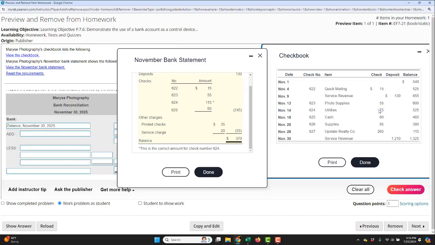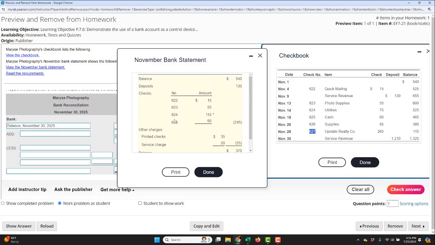Since we made a mistake here, this ending balance is going to be wrong. So we're going to have to correct for that. But that's going to be on the book side because it's a mistake in the checkbook. So then we see 625 also is here. It's the correct amount. But you can see there's some other checks that are not in here. So 626 and 627, they are not yet in the bank statement. They're just checks that you wrote and they are still outstanding.